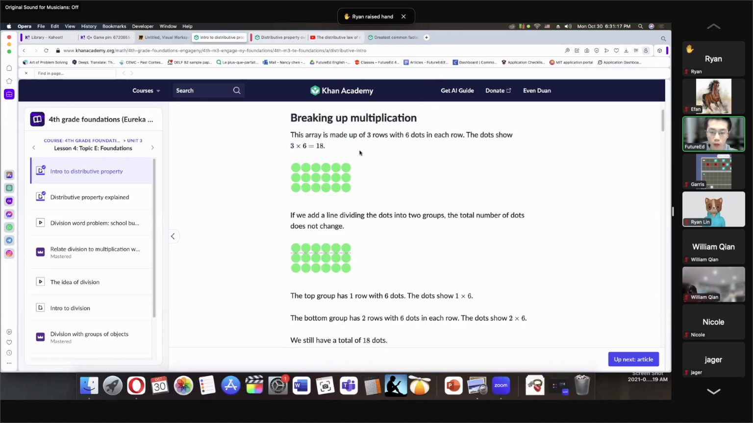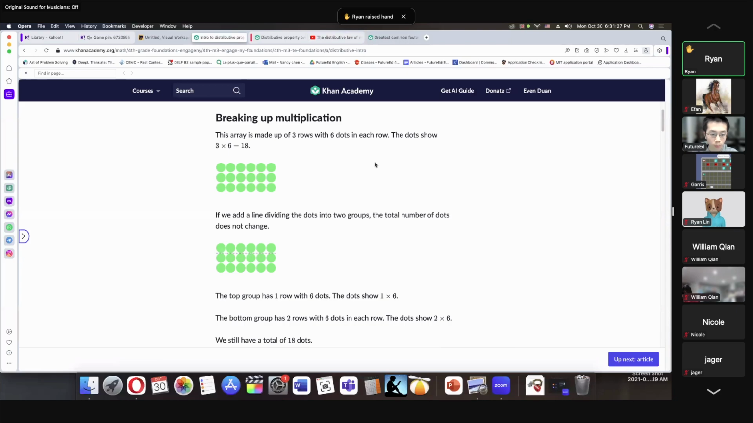Hey, Ryan, go ahead. Breaking up multiplication. This array is made up of 3 rows with 6 dots in each row. The dot shows 3 times 6 equals 18. Okay, and I'm pretty sure if you count them all, you will get 18.